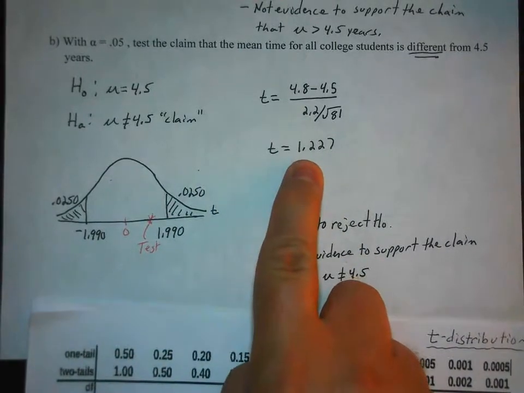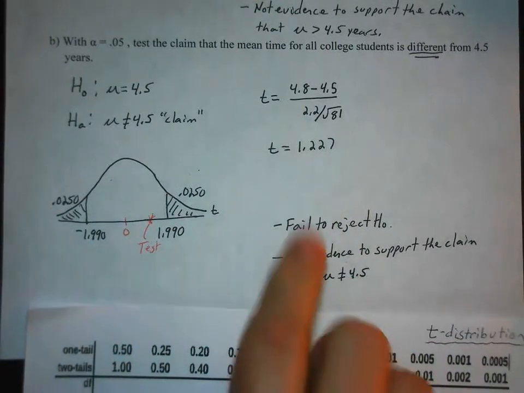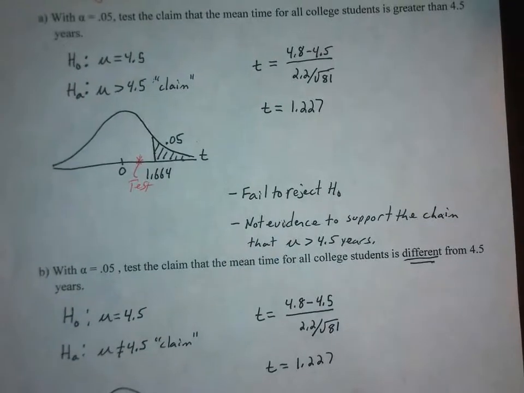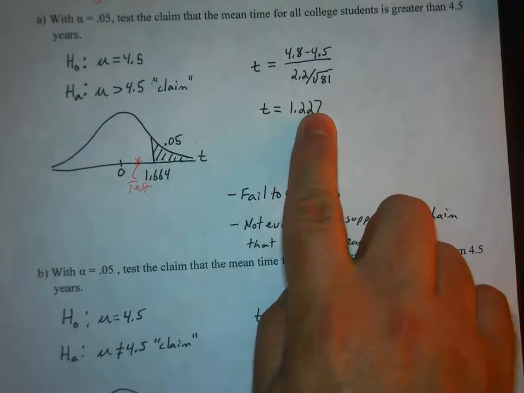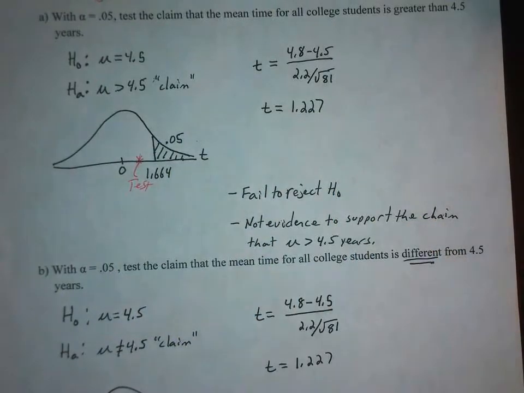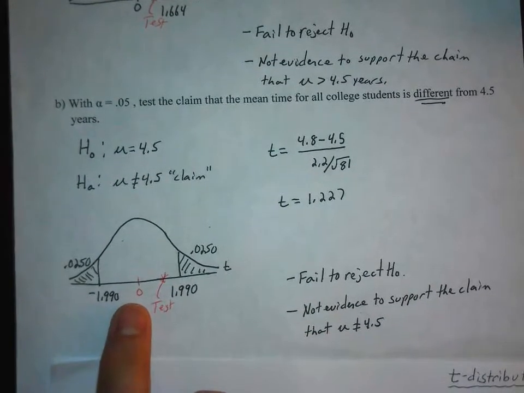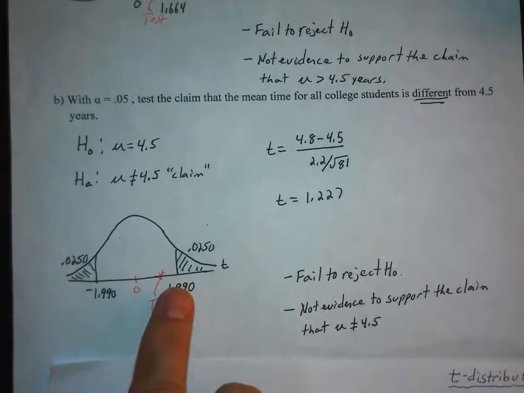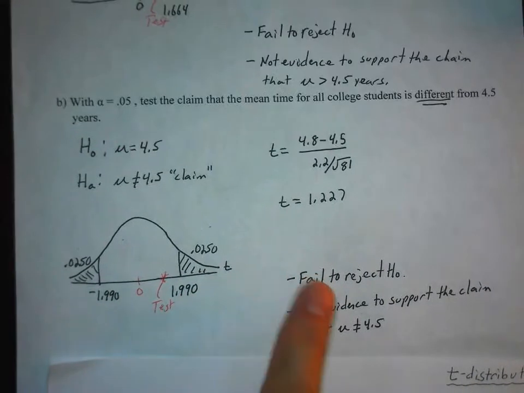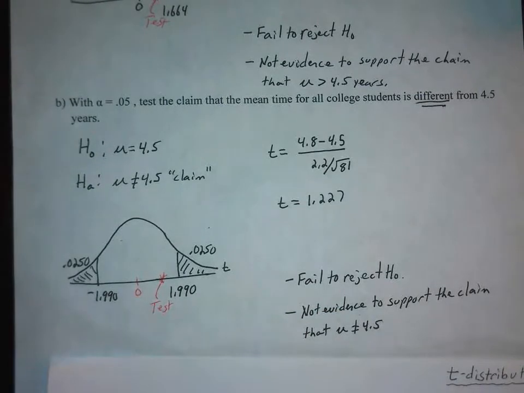We ended up with a test statistic of 1.227, and notice that's the same as before. Nothing changed from the previous one. You're still plugging in the same values. The only different thing now is the rejection region. Okay, so we end up still failing to reject H0, not enough evidence to support the claim that mu is not equal to 4.5.